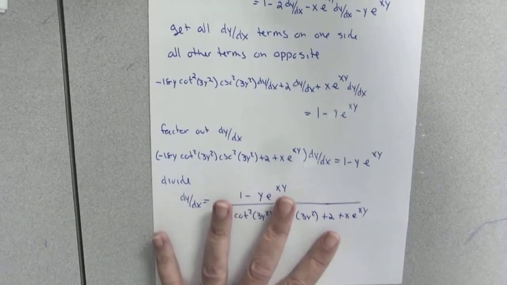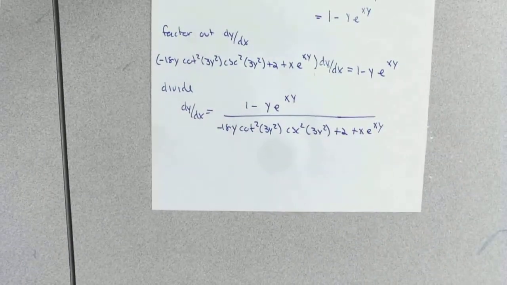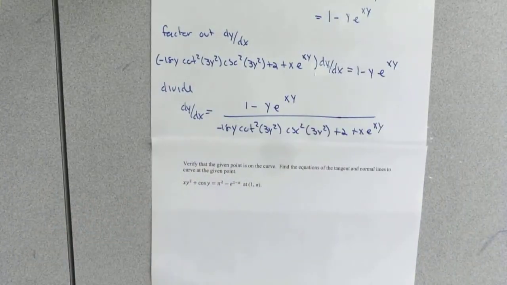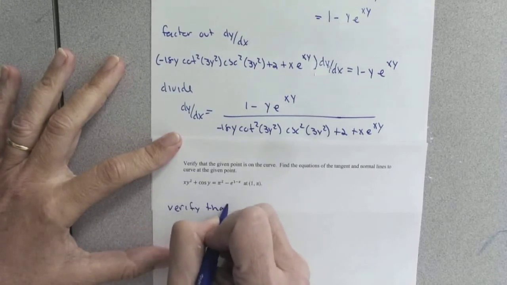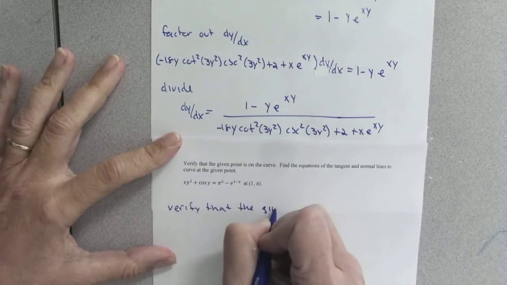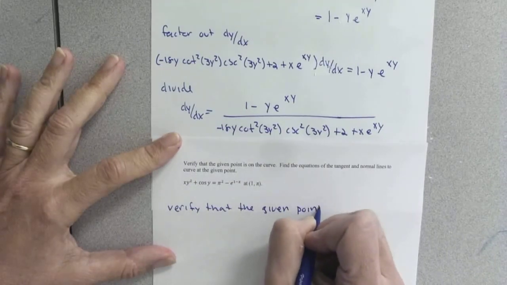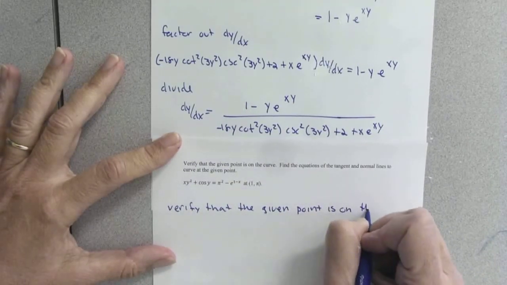Okay, moving on to the last problem. Verify that the given point is on the curve. Find the equations of the tangent and normal lines at the given point. So, kind of several steps here. We'll do one step, and then we will go to another video to do the other steps. So the first part, verify that the given point is on the curve.